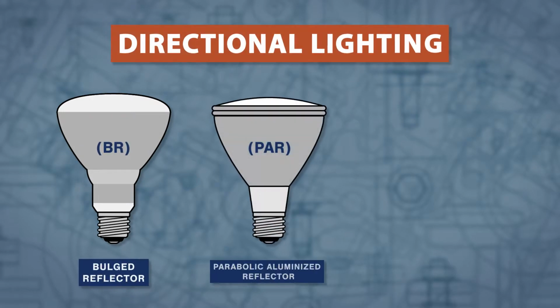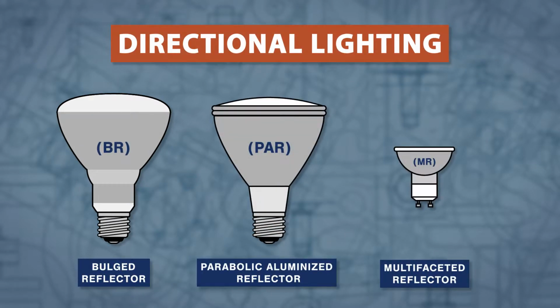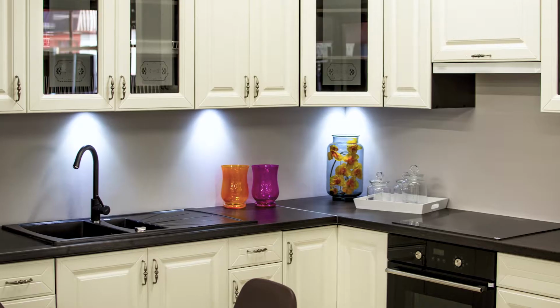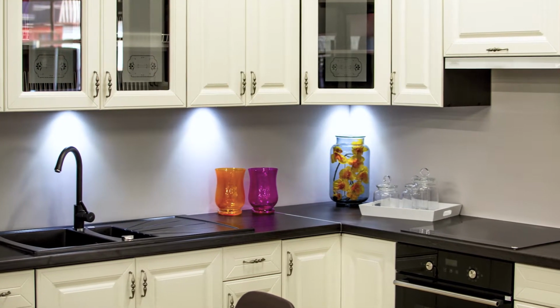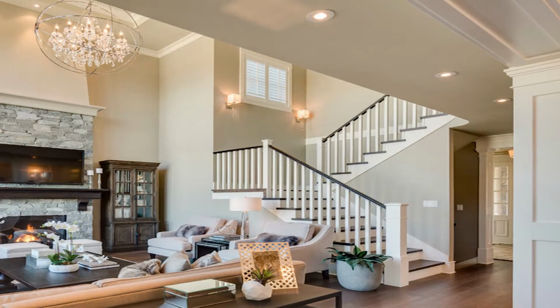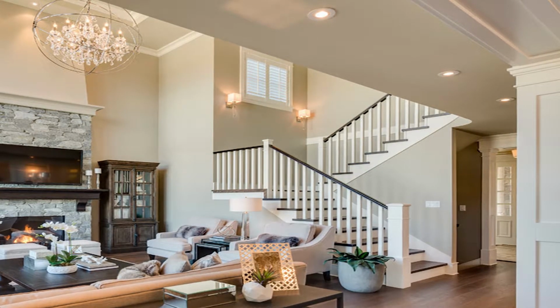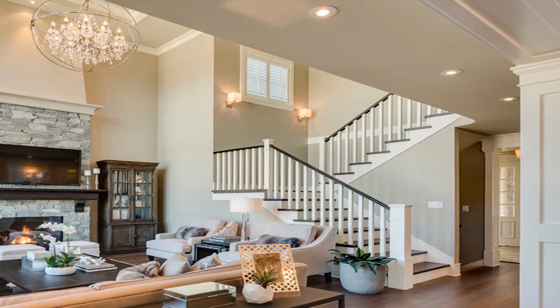Directional lighting comes in a variety of different styles and configurations. As a rule of thumb, spotlights provide a focused beam, which is good for highlighting a specific feature in a room. Floodlights, on the other hand, have a wide beam, which spreads the light outward over a larger area.